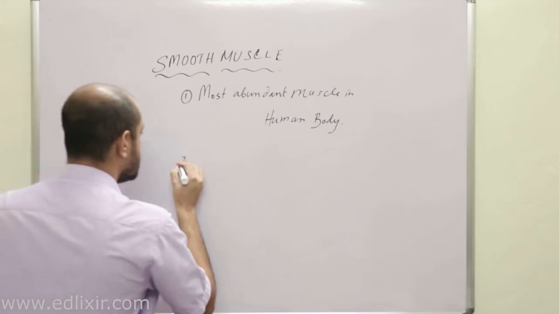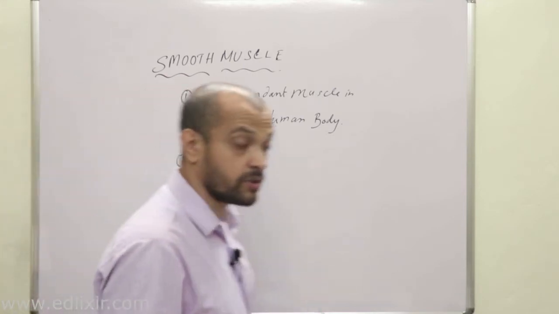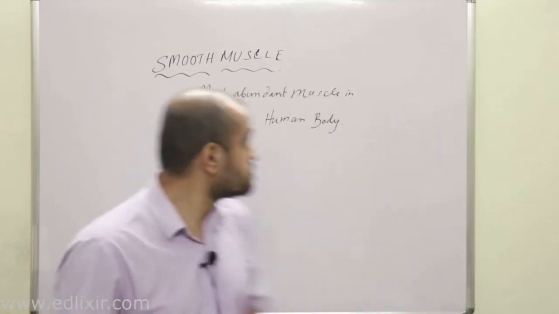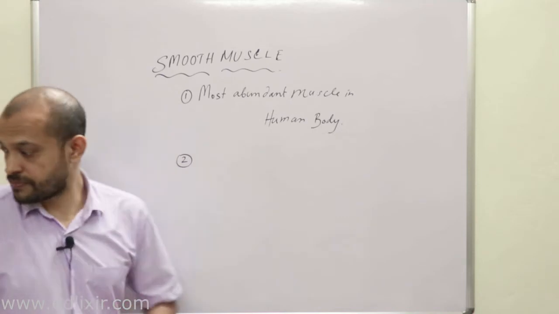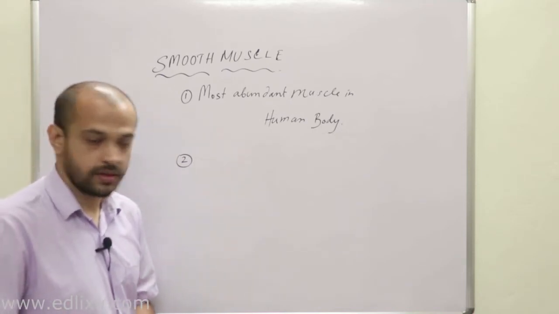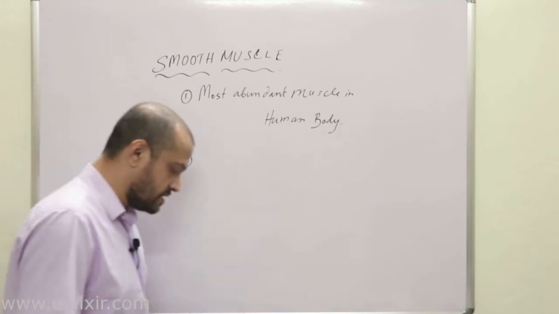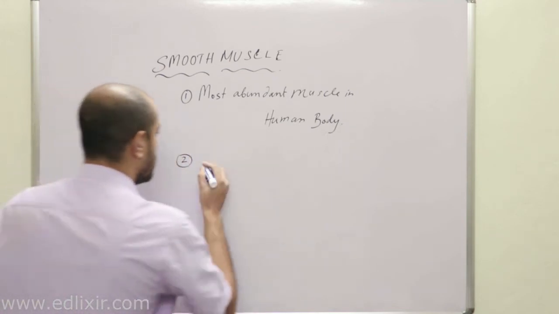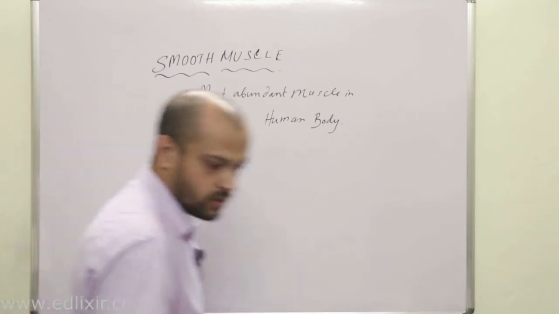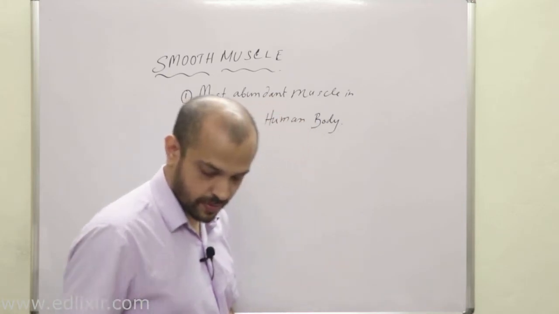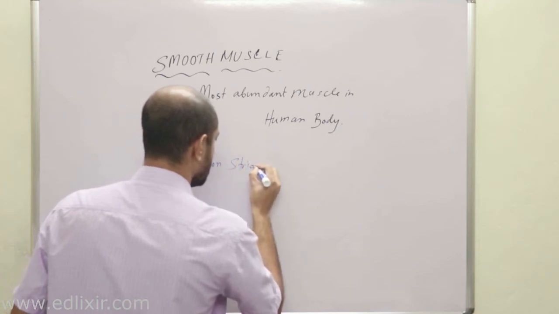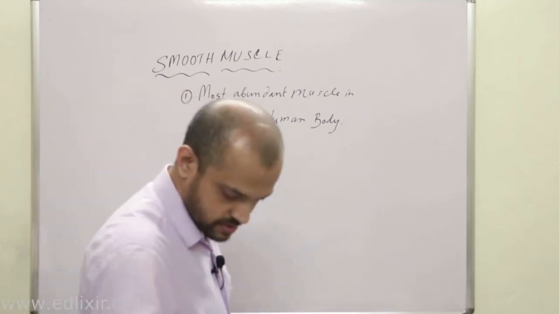Clear? Now, the second point you need to remember at first is that smooth muscles are non-striated muscles. Okay, they are non-striated muscles.